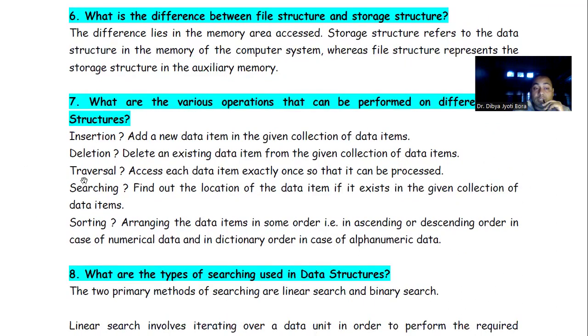I told you already, insertion, deletion, and traversal means visiting one node after another node, then thereafter another node. So those things are known as traversal. Searching means we try to find the location of a particular data item. Sorting means we are trying to arrange the data items in a specific way, either ascending or descending, right?